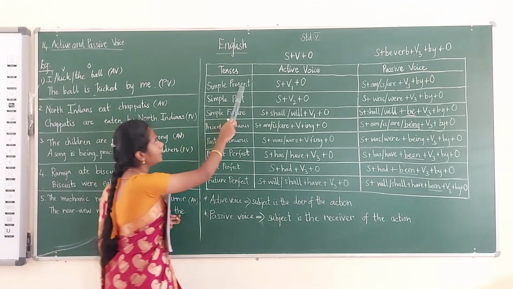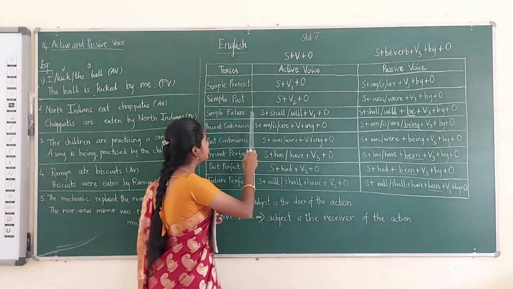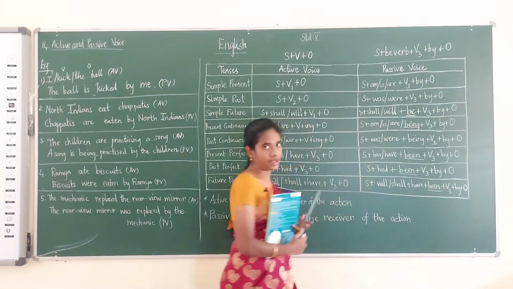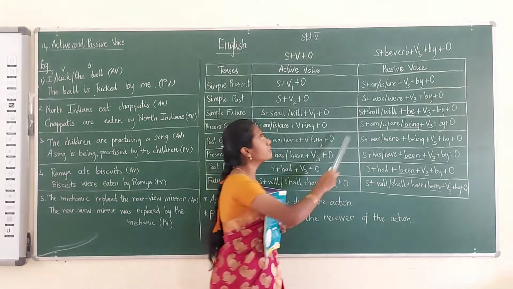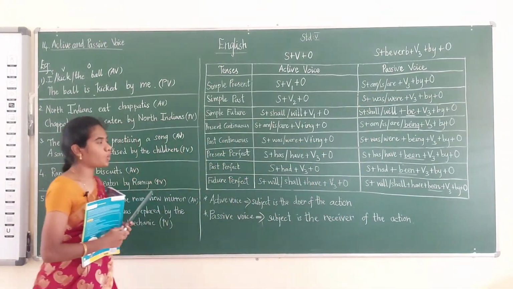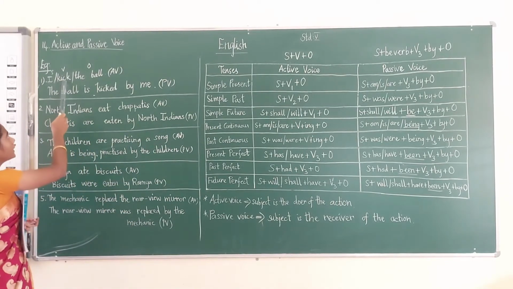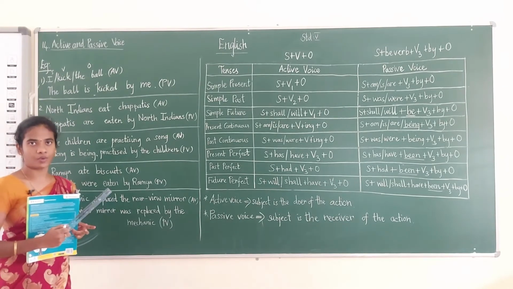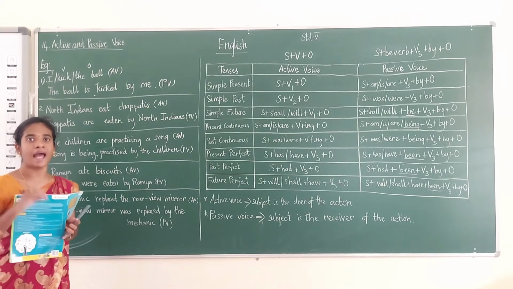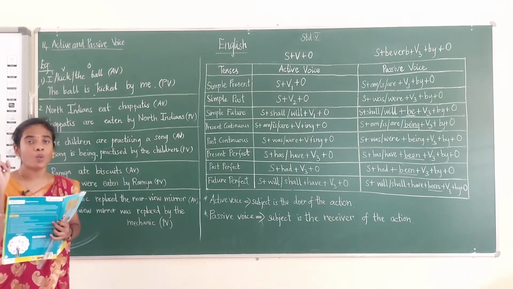If it is present tense, we have to write am, is, are. If it is in the past tense, we have to write was or were. Have you understood this? So for writing the be verbs, you have to see the tense of the verb in the active voice, whether it is present or past. If it is present tense, you have to write the be verbs am, is, are. If it is past tense, you have to write was or were.